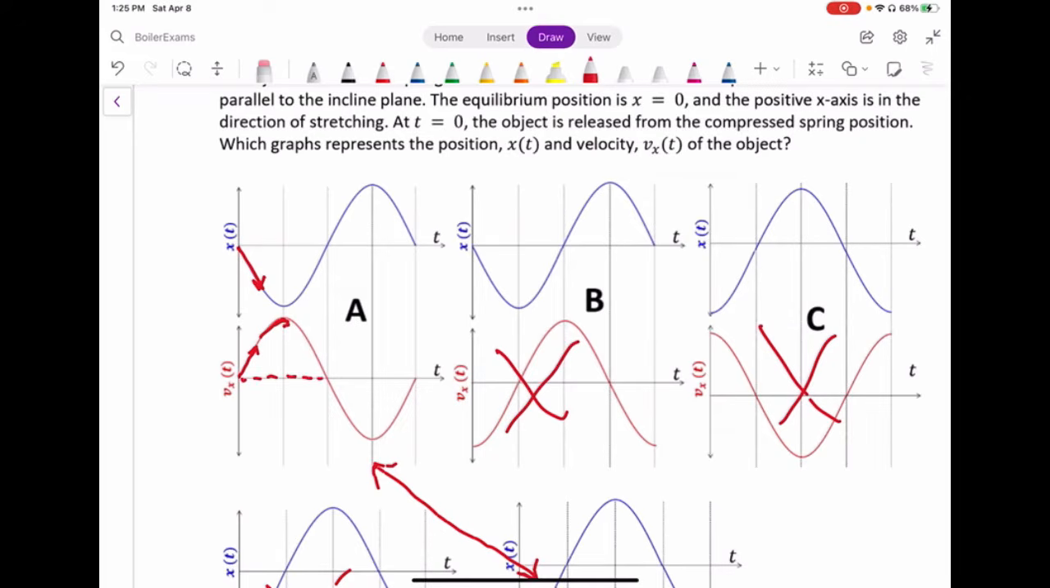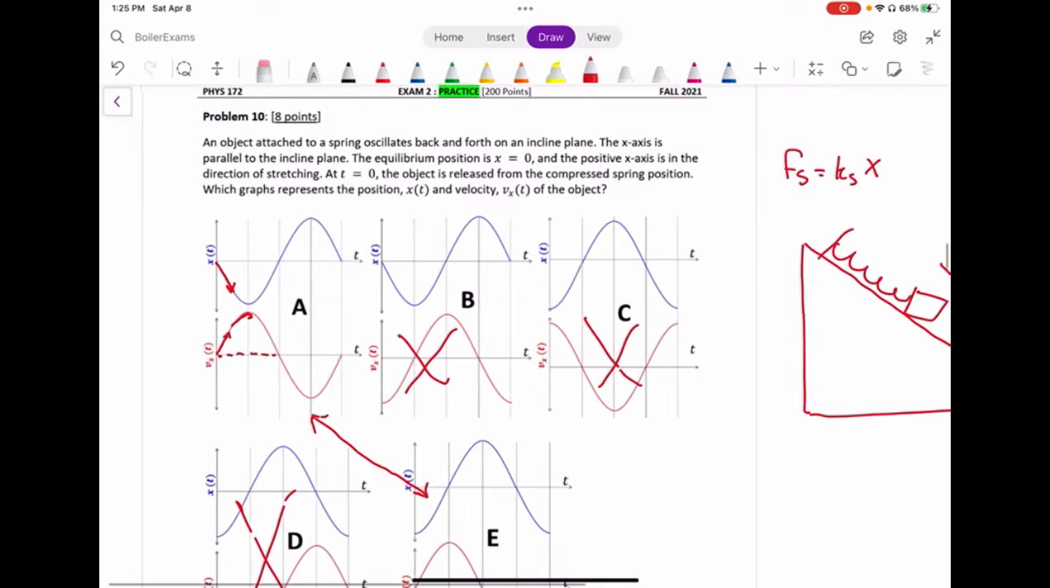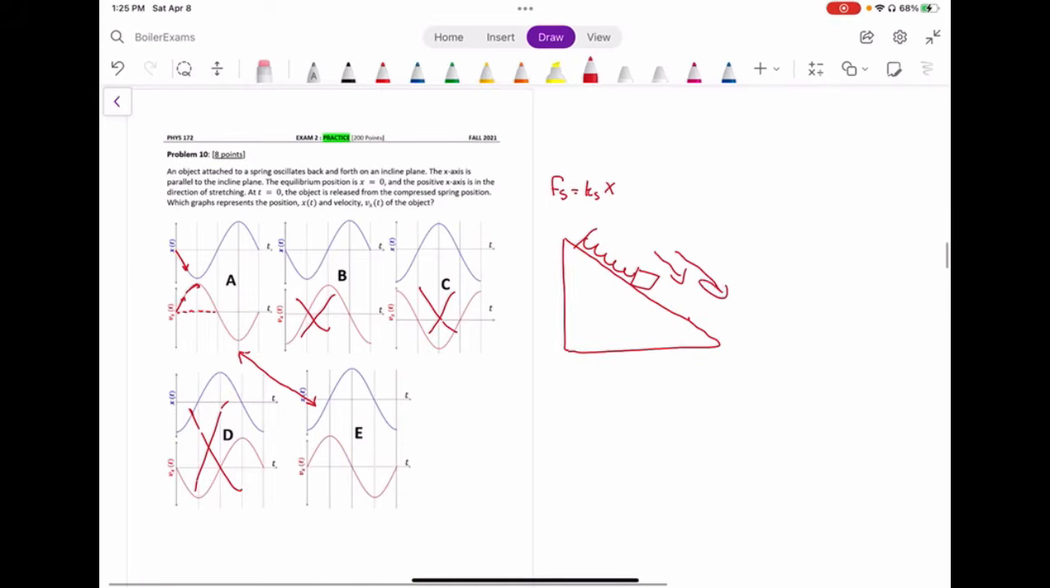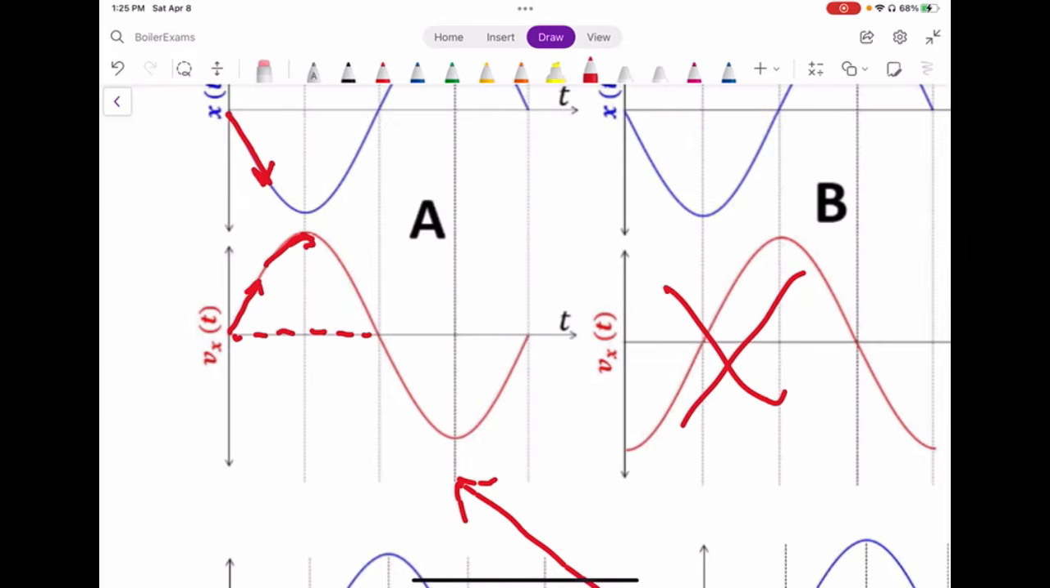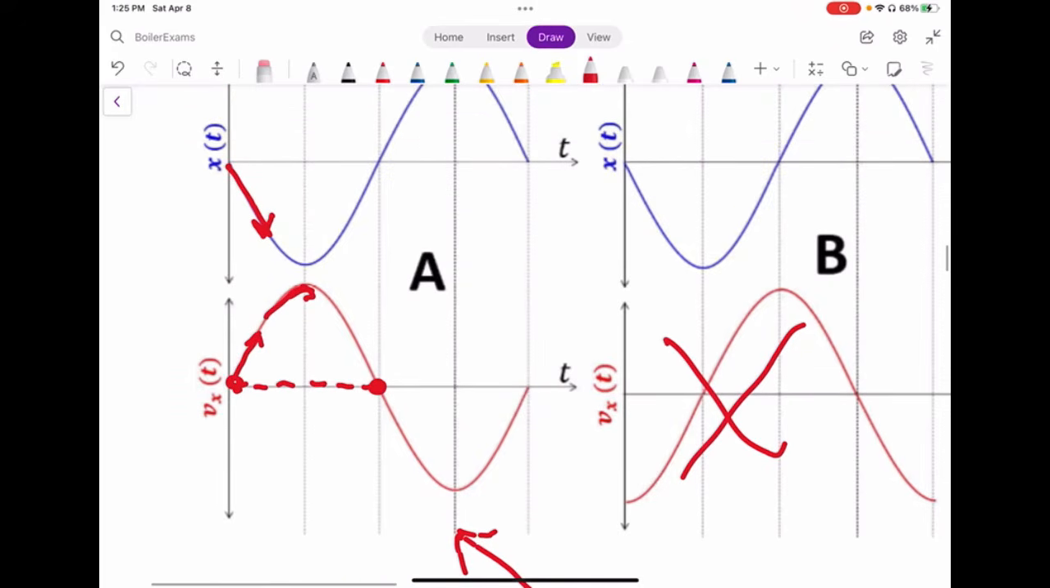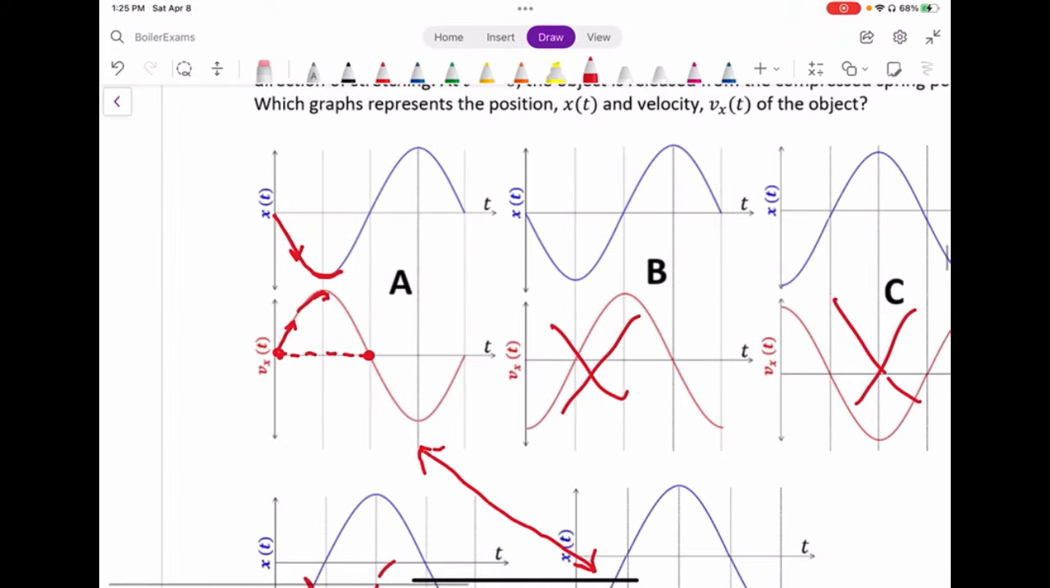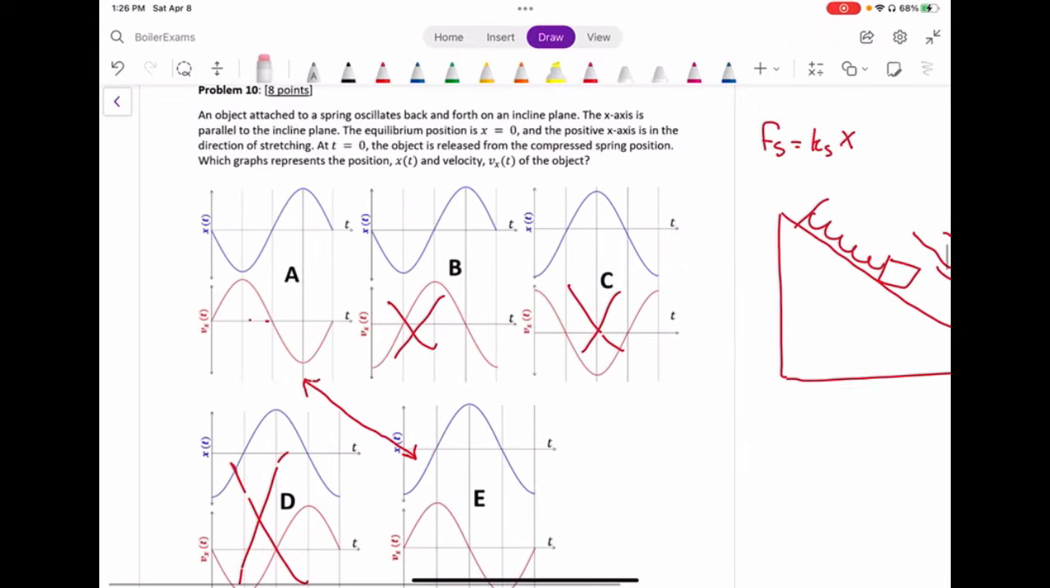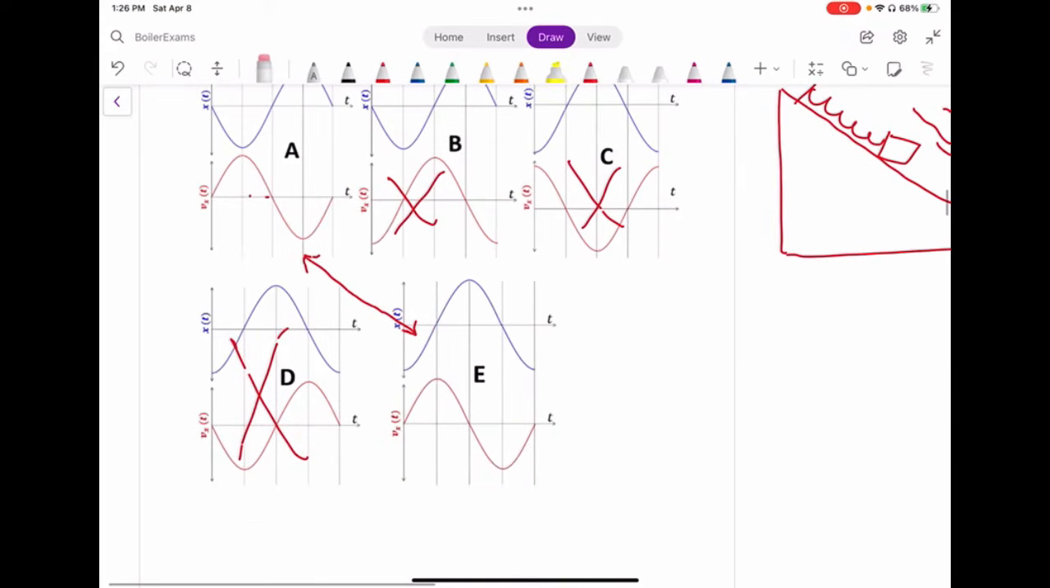Anytime we're above this line right here, we're moving, say, to the right, say that's down the plane. This entire time, from this point to this point, we're moving in the same direction. But this one shows actually a change of direction there, so that could not be true at all. Therefore, it must be E.